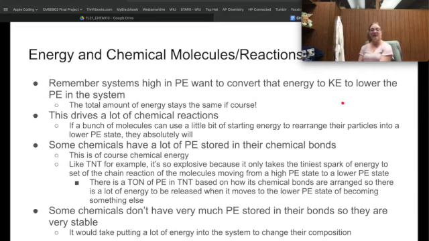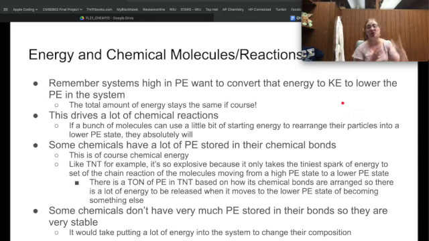So while TNT does have a lot of energy stored in it, remember all chemical bonds have a different level of potential energy within them. So some chemicals don't actually have very much potential energy stored in their bonds, so they're much more stable. They're already very close to the lowest potential energy state, or in the lowest potential energy state they can be in, so they want to hang out and they don't really want to change. It takes putting a lot of energy into those systems to get them to change, because they're already close to that lowest potential energy state.